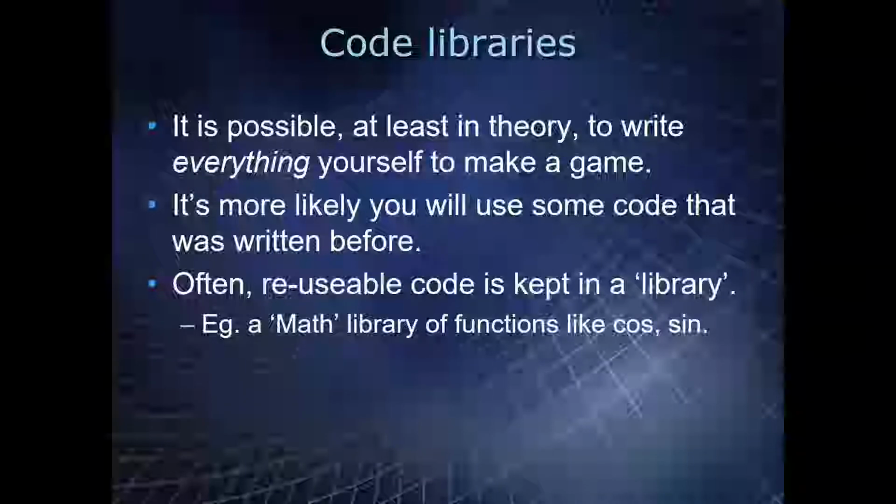So first of all, what's a code library? Well, it is possible to make a game entirely from scratch, at least in theory. But it's more likely that you'll use some code that has been written somewhere before. And sometimes that code is kept in a reusable repository called a library. For example, the math library in C# has functions like cos, sine, absolute, etc. And the console library as well is in there, and the convert library. They're all different classes that are available to you if you use the libraries.